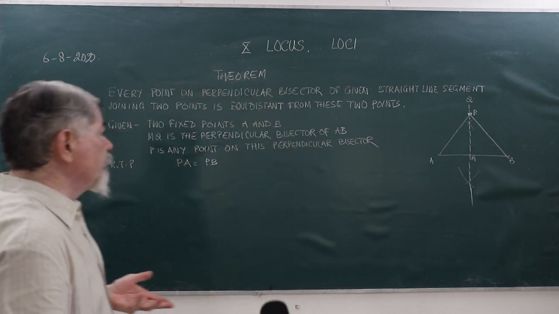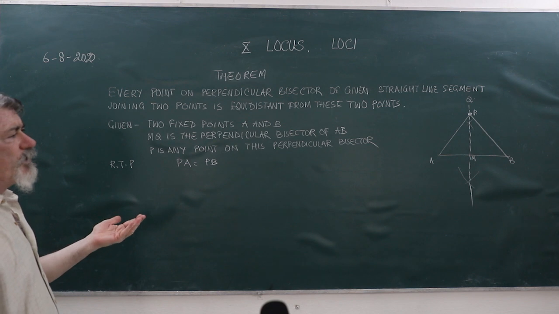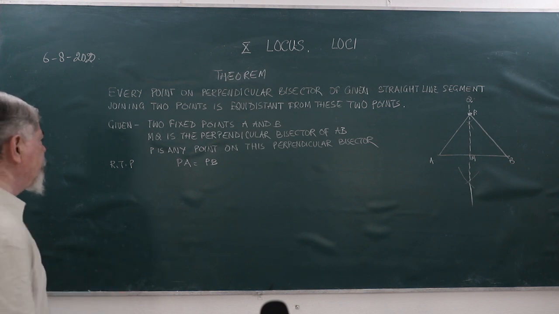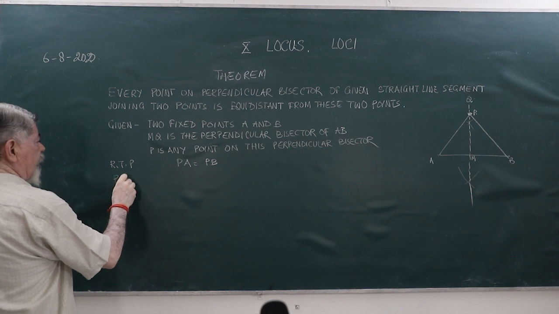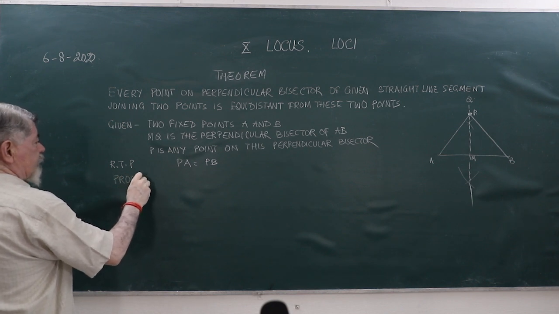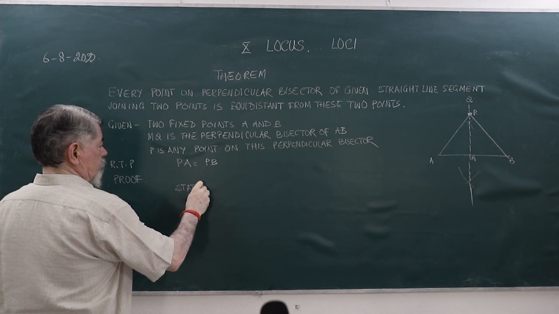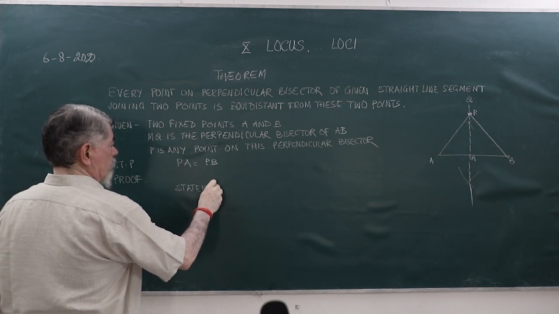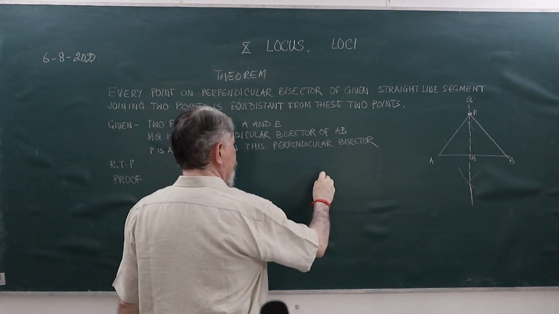Now, what am I going to do? There is no construction in this. We can just join P to A and P to B, and then we write the proof. In the proof, on one side we write the statements, and on the other side I will write the reasons.